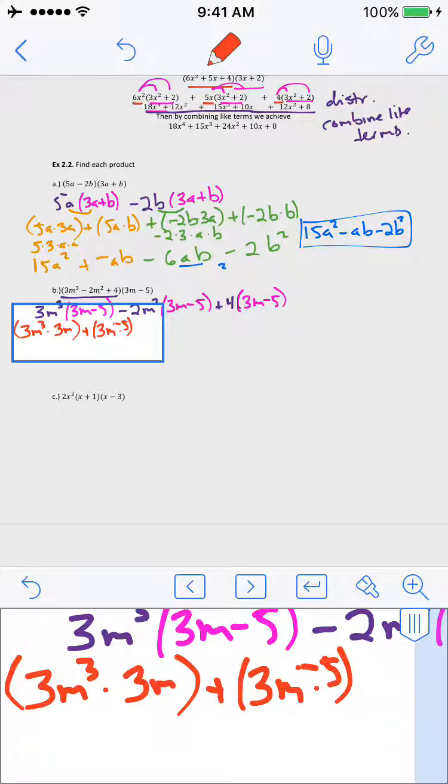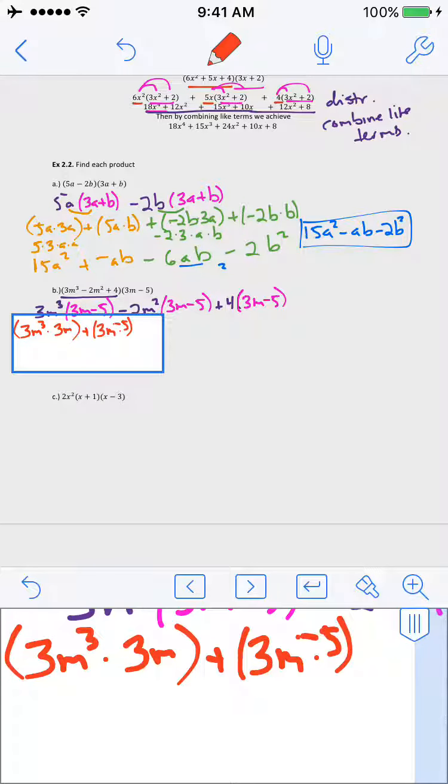I like to take my time and say, okay, here's the first distribution, here's the second distribution. If you can do that part in your head, then that's fine. But if you're like me and you want to write it out, I highly recommend it. That way you know you didn't miss anything. All right, and then we can combine these.